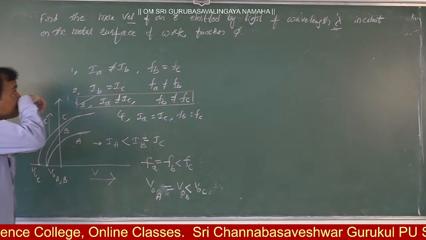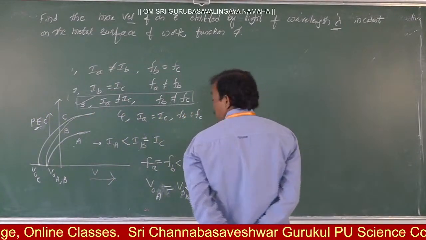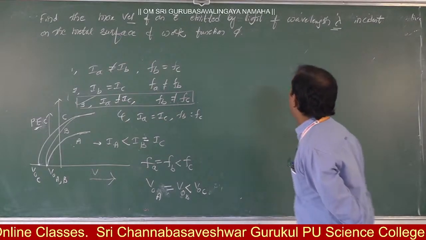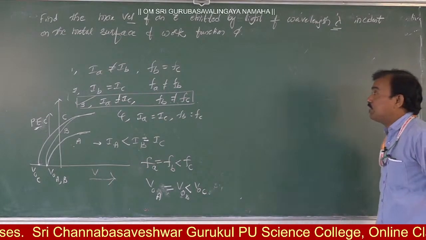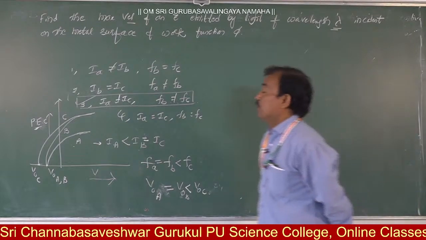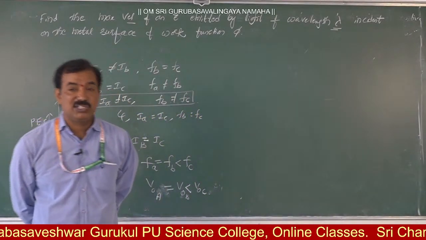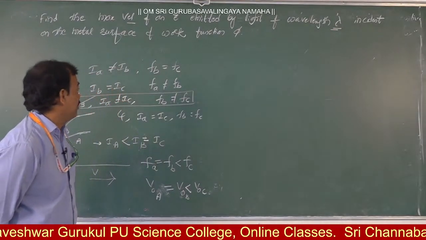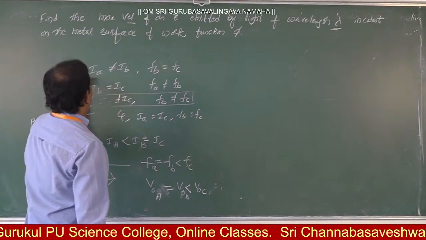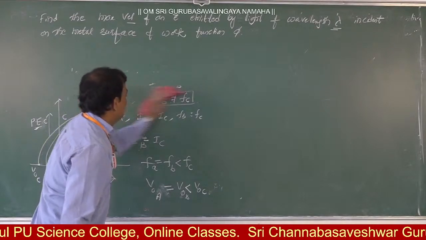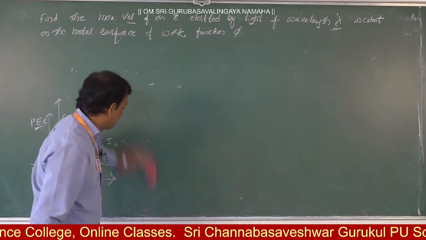Now, what is the maximum velocity of the electrons emitted when light of wavelength lambda is incident on the metal surface? The work function of the metal surface is equal to phi. What is the value of the maximum velocity?